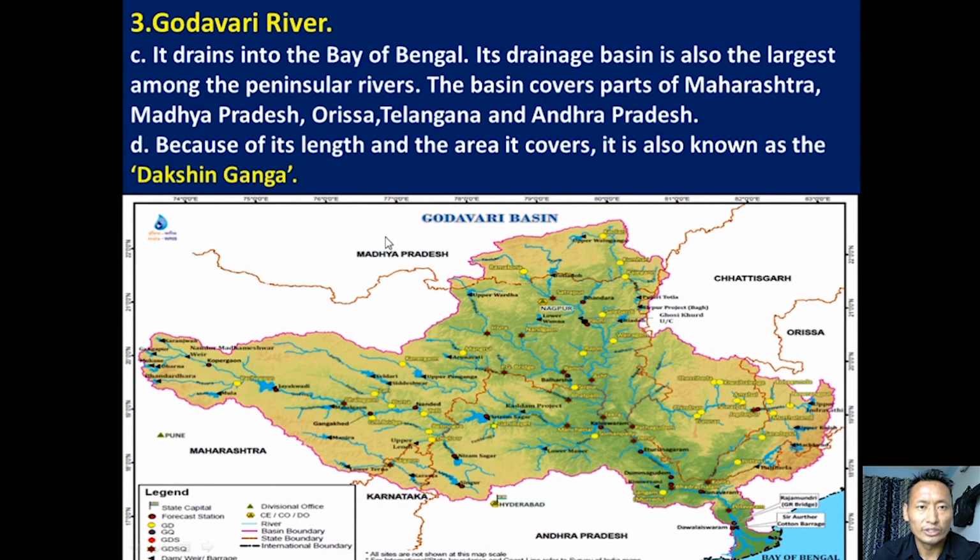Unlike the Tapi River, which drains in the Arabian Sea, the Godavari River discharges its water in the Bay of Bengal Sea.